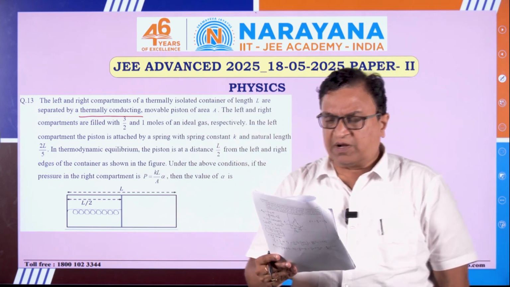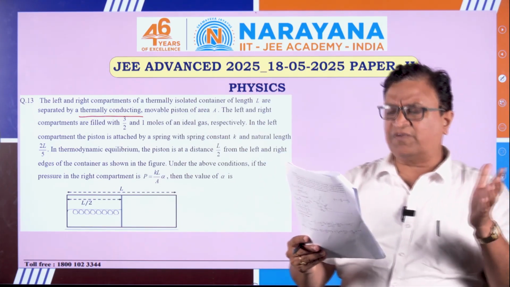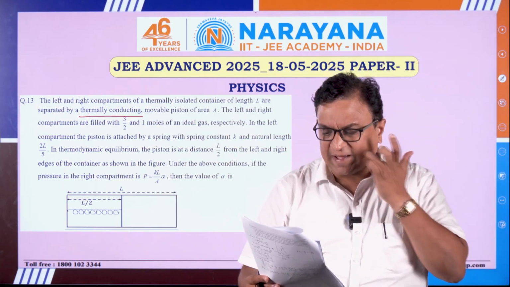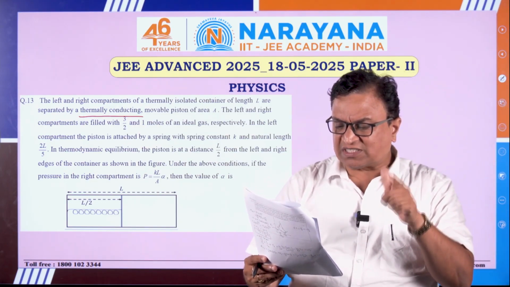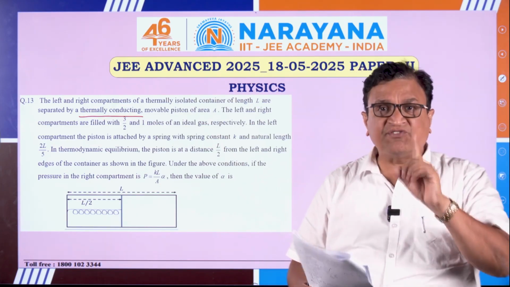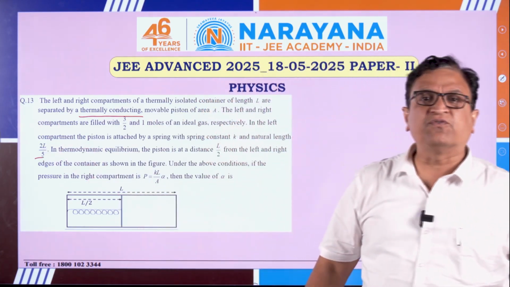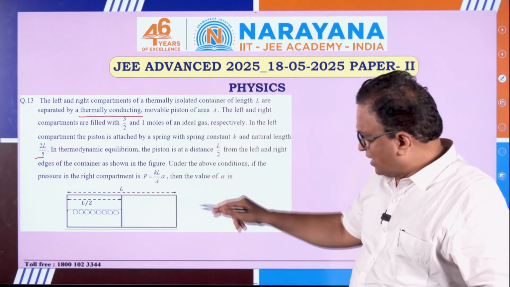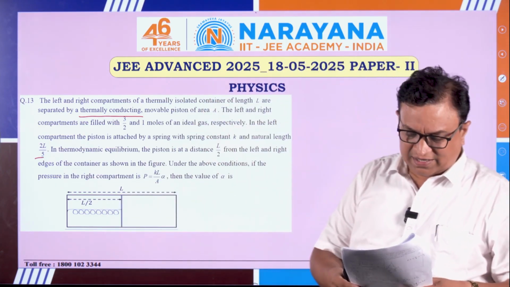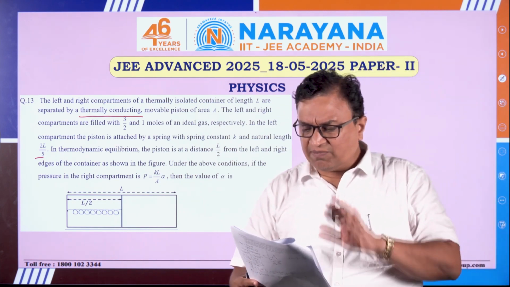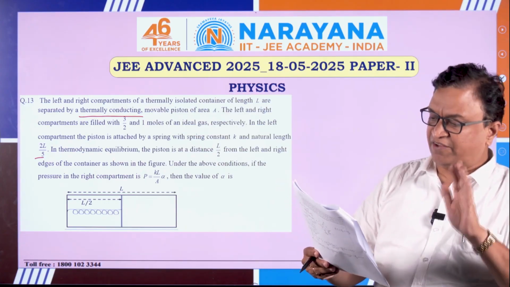The left and right compartments are filled with 3/2 moles and 1 mole of an ideal gas, respectively. In the left compartment, the piston is attached to a spring with spring constant K. Remember, the natural length of the spring is 2L/5, meaning 0.4 L. In the diagram, they are showing L/2, meaning the spring is already elongated. In thermodynamic equilibrium, the piston is at a distance of L/2 from the left and right edges of the container as shown in the figure.